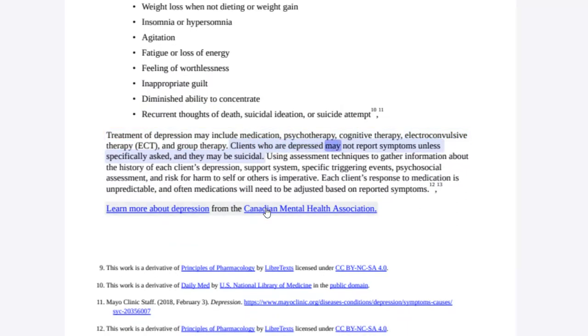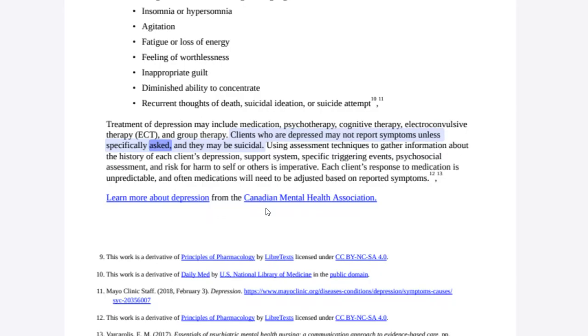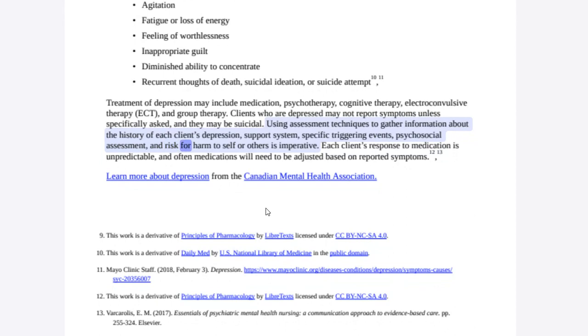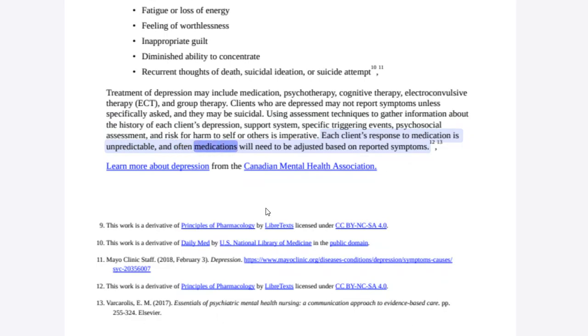Clients who are depressed may not report symptoms unless specifically asked, and they may be suicidal. Using assessment techniques to gather information about the history of each client's depression, support system, specific triggering events, psychosocial assessment, and risk for harm to self or others is imperative. Each client's response to medication is unpredictable, and often medications will need to be adjusted based on reported symptoms.